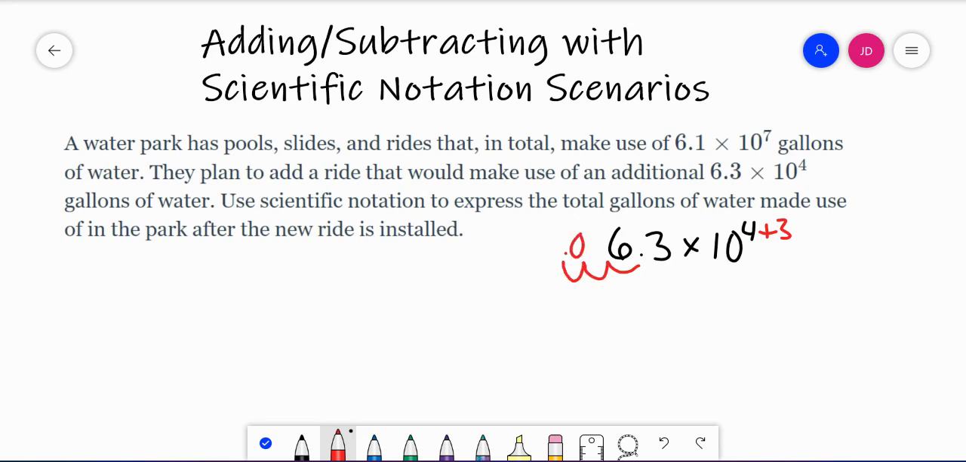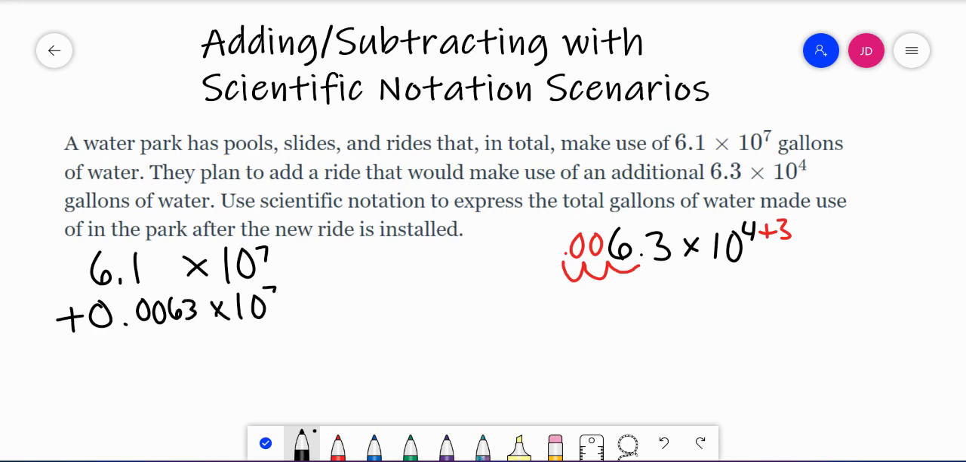So I have 2 empty hops. I fill those in with zeros. Now I have a number I can use that shortcut to add with my first number because they have the same exponent. So over here, I'm going to add 6.1 times 10 to the 7th. And over here, below it, I'm going to add 0.0063 times 10 to the 7th.